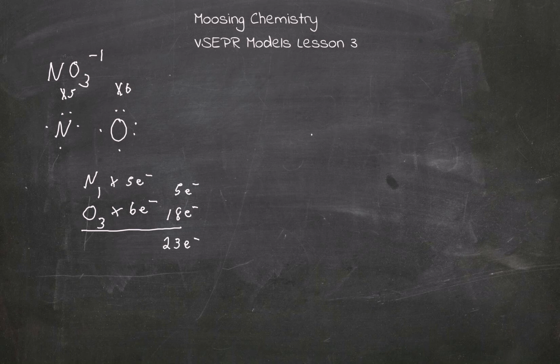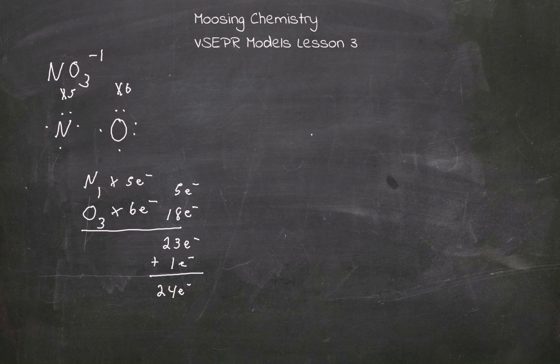But remember that we had that -1 charge right here? Well, that -1 charge is going to add 1 valence electron. So that gives us a total of 24 valence electrons. So whatever structure we draw has to have 24 valence electrons. So let me go ahead and erase that right there real quickly. All right, so back to this.